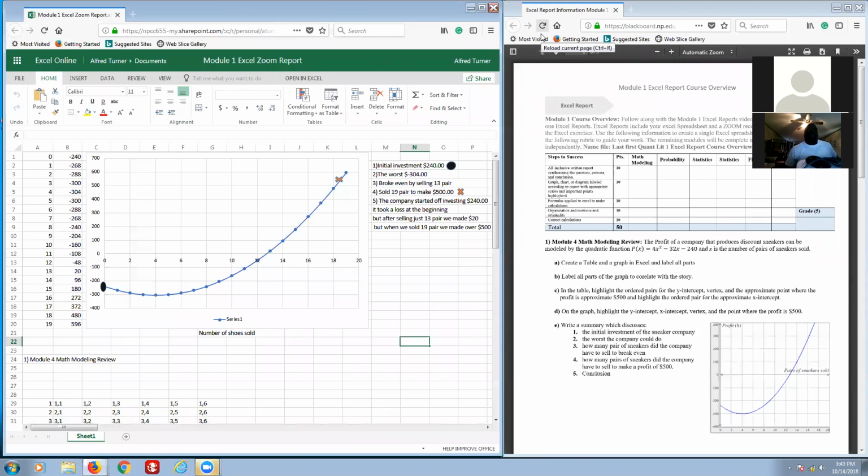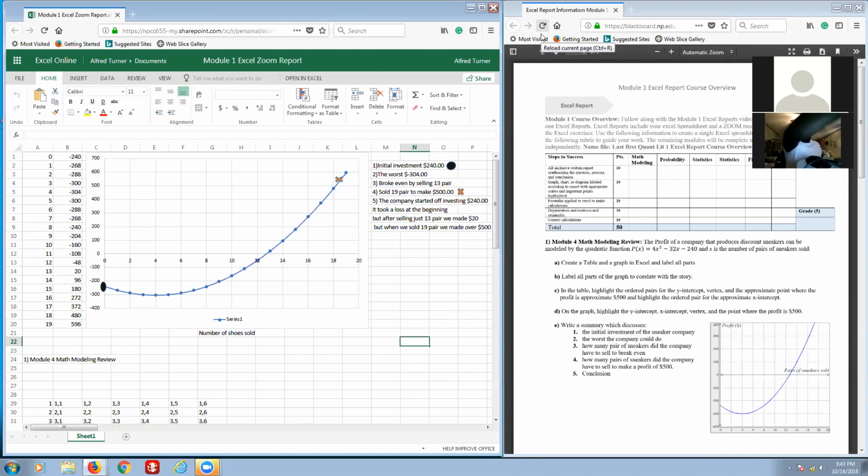I'm going to start off with number 1, Module 4, Math Model Review. The profit of a company that produces discount stickers can be modeled by the quadratic function P(x) = 4x² - 32x - 240, where x is the number of pairs of sneakers sold. Create a table and a graph in Excel and label all parts.